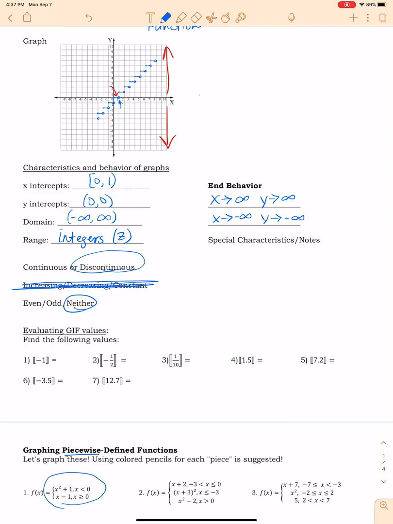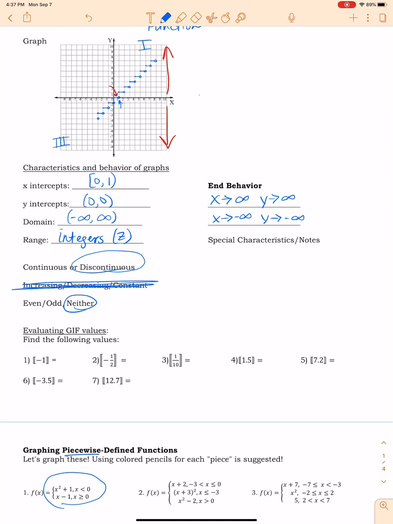y-axis symmetry. I know that it looks like it has origin symmetry, but it doesn't, because if you think about the reflection going across here, these open circles in quadrant 1 don't correspond to those same values in the third quadrant. Okay, so how do we evaluate the greatest integer function?